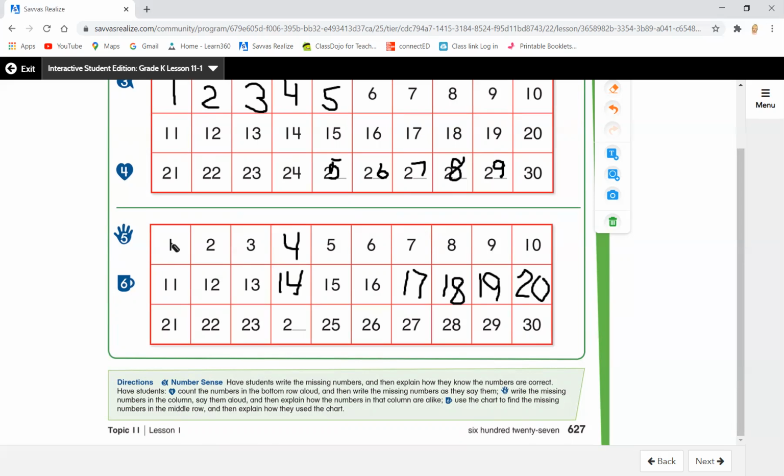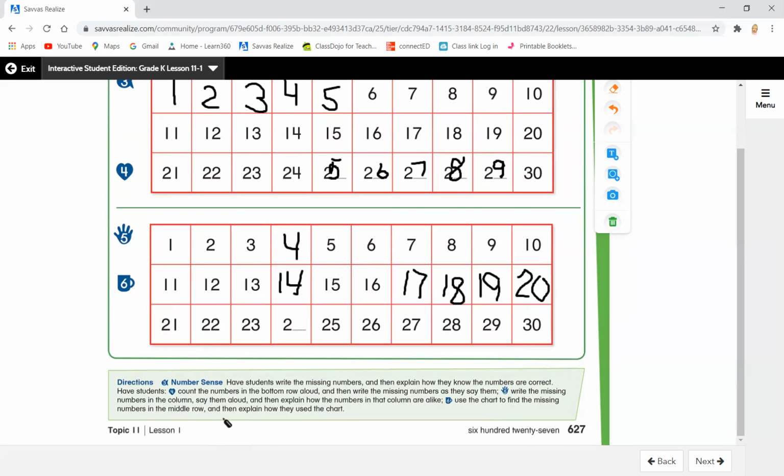Let's see. 1, 1, 1, 2, 2, 2, 3, 3, 3, 4, 4. Uh-oh, I think we have to do something for number 6. We'll come back to that one. 5, 5, 5, 6, 6, 6, 7, 7, 7, 8, 8, 8, 9, 9, 9, and 0, 0, 0. I can also say my numbers. Let's look at what number 6 is.